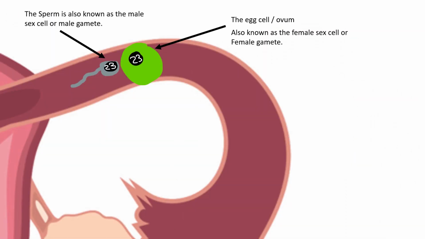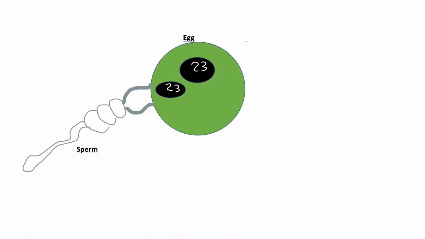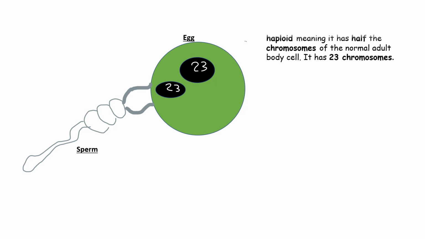We can see here we have the egg cell or the ovum, also known as the female sex cell or female gamete. The sperm is also known as the male sex cell or the male gamete. So lots of terminology in biology that you need to know. Notice that in the nuclei of these sex cells, they have 23 chromosomes each. Here we have the egg cell with 23 chromosomes, and we have a sperm cell which has done a sort of flying headbutt onto the egg and released its nucleus with 23 chromosomes.